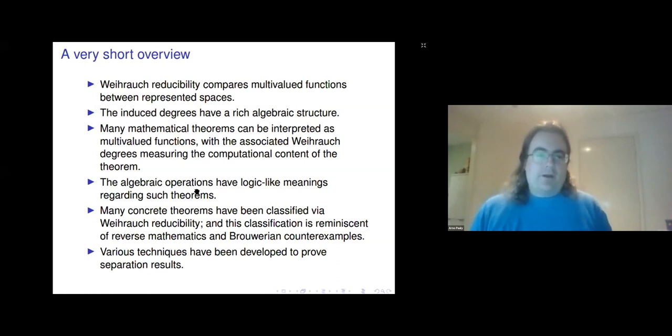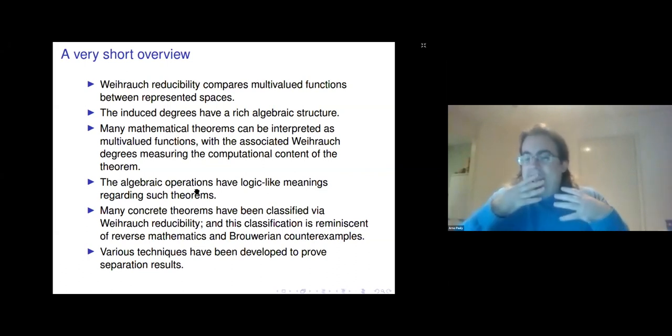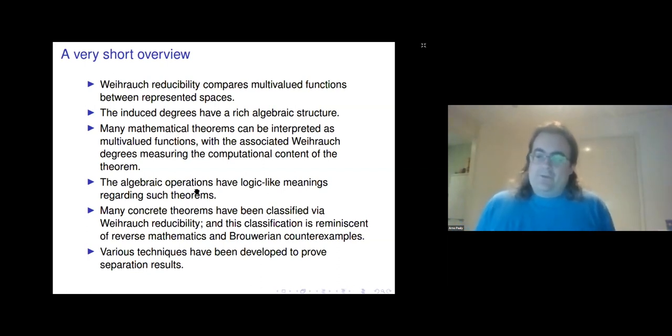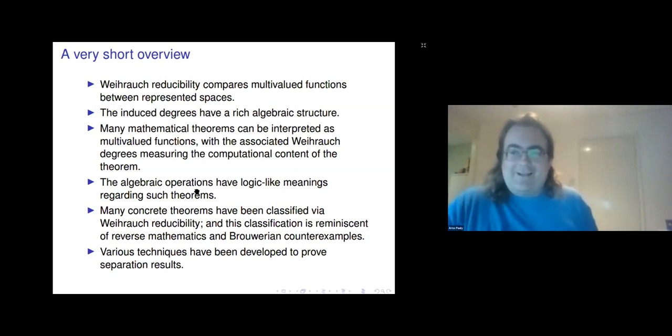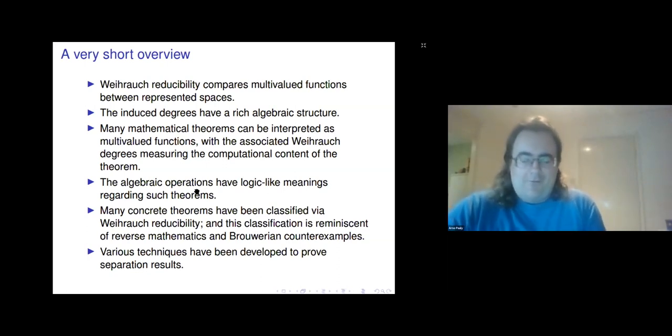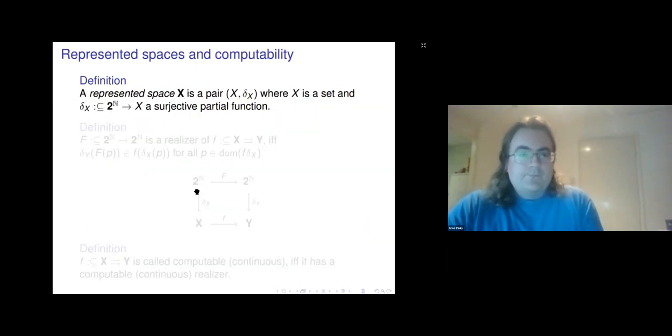One of the reasons why I decided to become a computability theorist, not a complexity theorist, was that complexity theory just seemed so embarrassing, and I didn't want to have to explain why we still can't do anything. Much nicer in computability theory, we can actually prove stuff. All right, that's the very short overview.